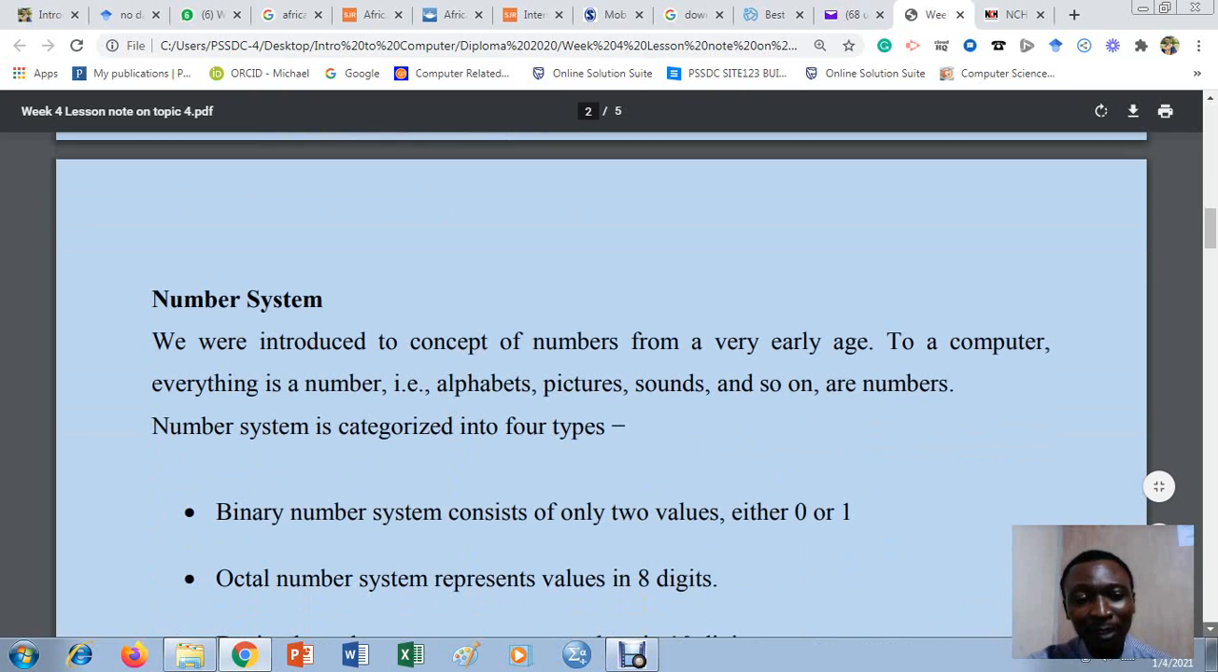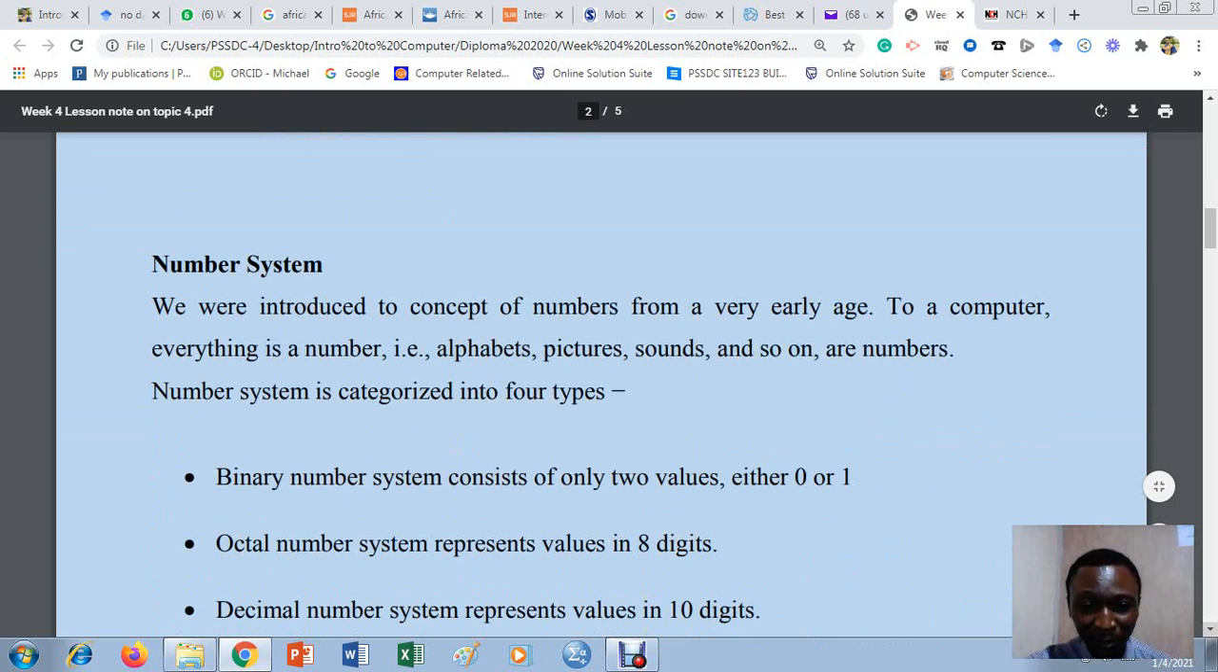Now let's quickly talk about the number system. When we are young, we are introduced to the concept of numbers. When we are 2, 3, 4, we go to primary school, secondary school, we are introduced to numbering system. To a computer, everything is a number. So what system understands is what? Numbers. Like the alphabet, pictures, sound, and so on, they are numbers in terms of system understanding it.